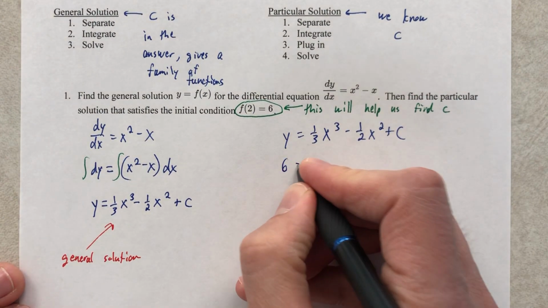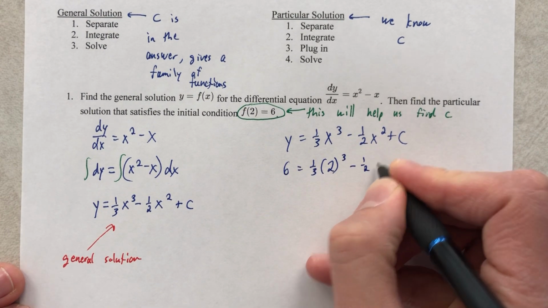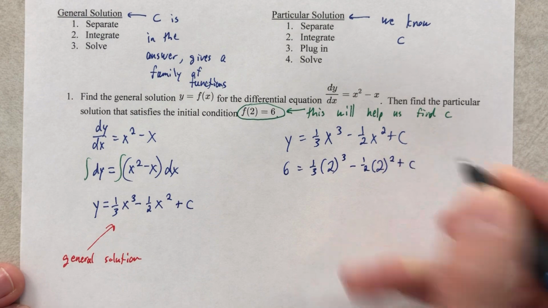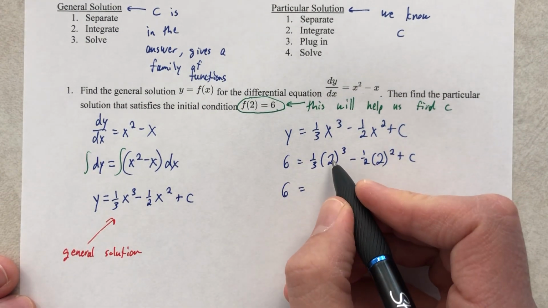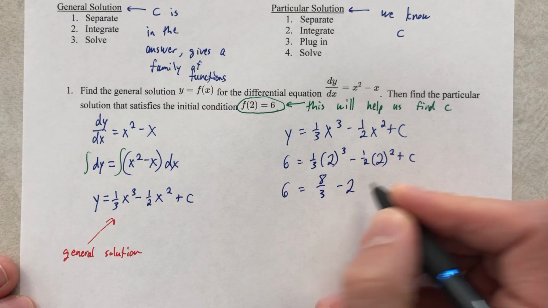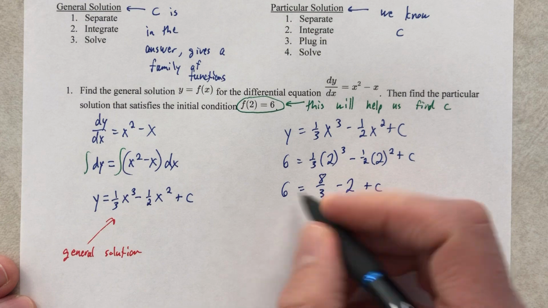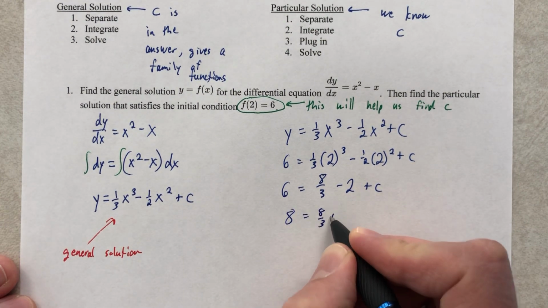So 6 equals 1/3 times 2 cubed minus 1/2 times 2 squared plus C. Oh boy, it's about to get fun. We'll pretend like this is calculator inactive for a minute. This would be 8/3. This would be minus 2 and then plus C. I'll do that. I get 8 equals 8/3 plus C.